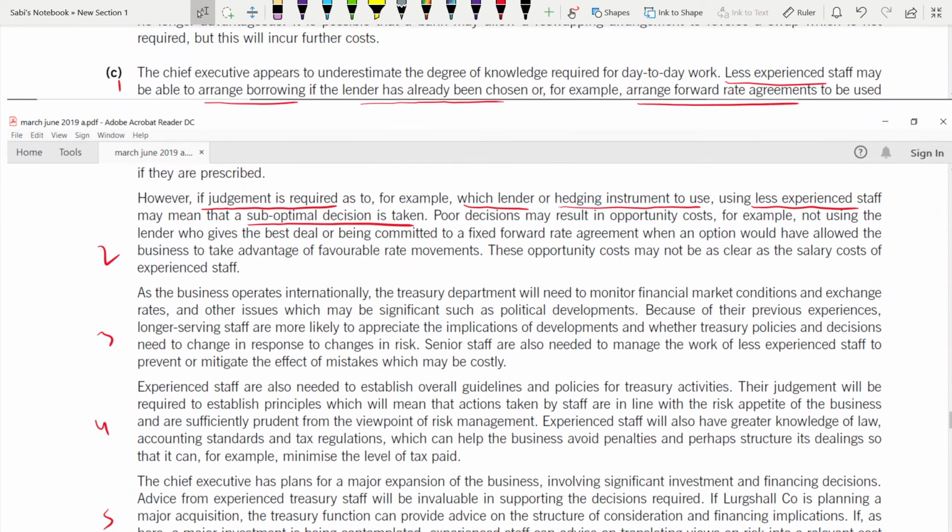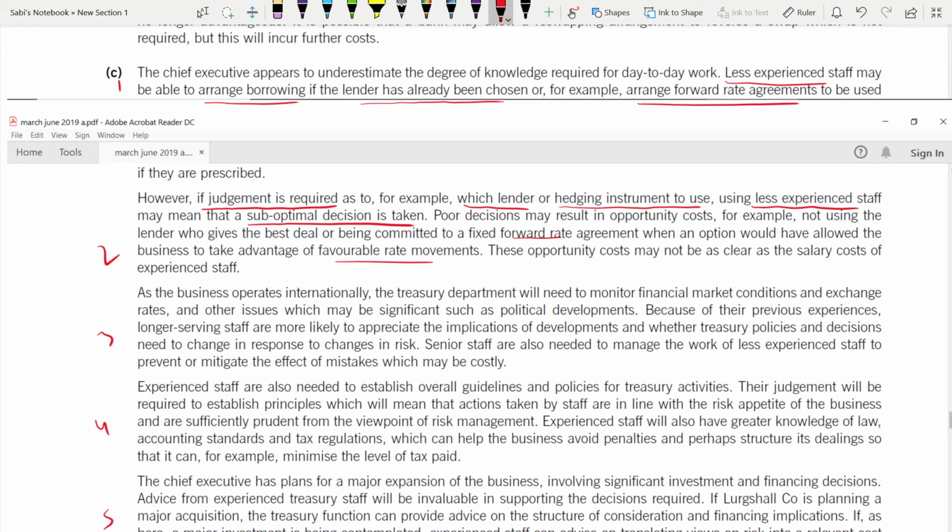So poor decisions may result in opportunity cost. For example, not using the lender who gives the best deal, or being committed to a fixed forward rate agreement when an option would have allowed the business to take advantage of favorable rate movements. Can you see how they are linking to the case study? I am stopping in between to demonstrate how they have linked. This is how you have to link. They are talking about forward, they are talking about option, you can talk about swap also. So this opportunity cost may not be as clear as the salary cost of experienced staff.